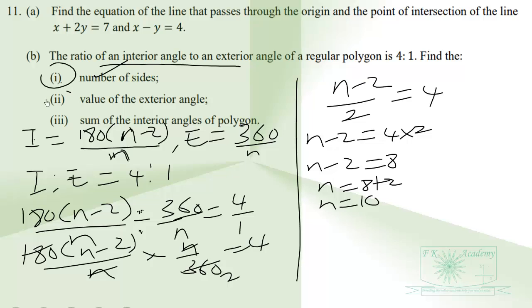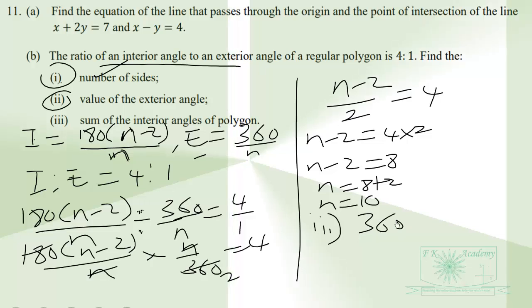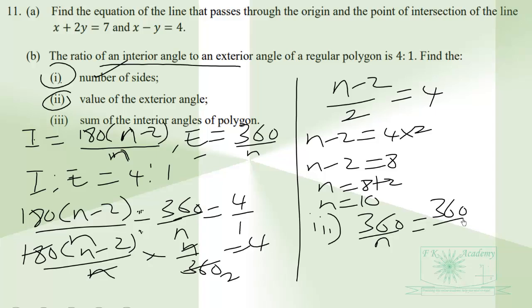We are done with that. Down to the value of the exterior angle. The exterior angle is given by 360 over n, which is going to give us 360 over 10, and that will give us 36 degrees.